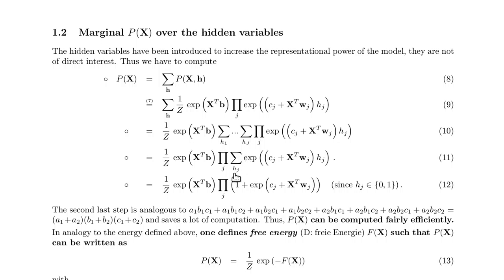Now we just said h goes just over the values 0 and 1. So if you plug in 0 here, then you have the exponential of 0, which is 1. And if you plug in 1, this vector just disappears, and we are left with exponential of c_j plus x transpose w_j.